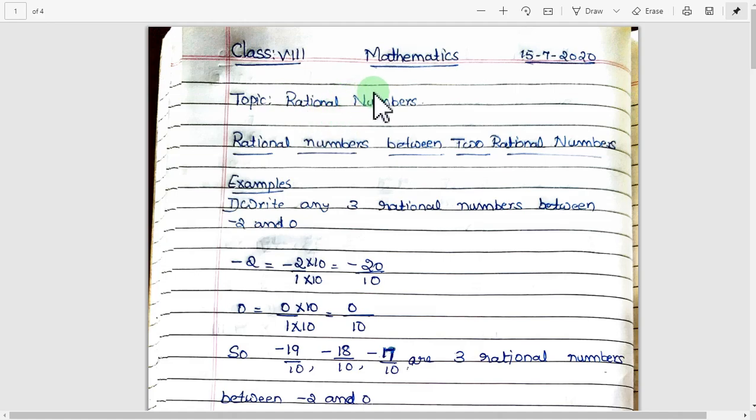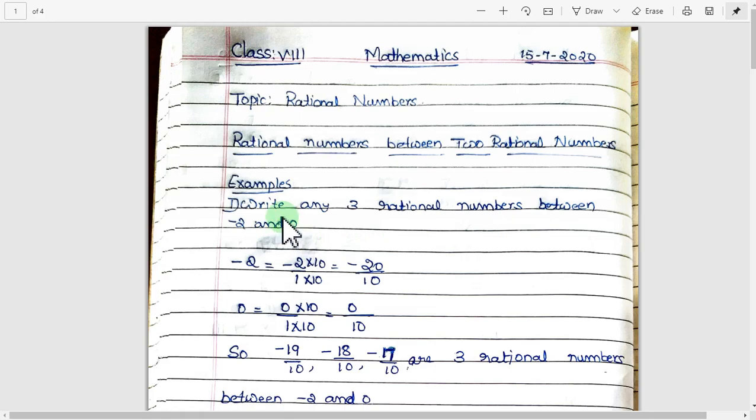Continuation of rational numbers chapter. In today's class, you will learn finding rational numbers between two rational numbers. Example sums. Write any three rational numbers between -2 and 0.